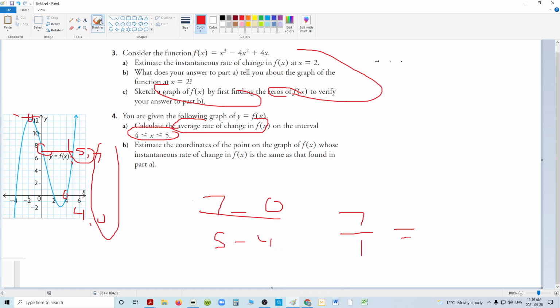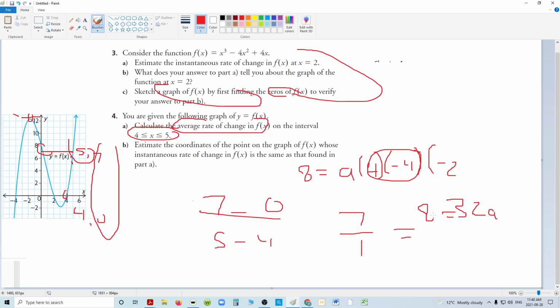Let's try the formula again. I'm saying a, when y is x, is going to be equal to x plus 4, which is 4, x minus 4, which is minus 4, x minus 2, which is minus 2. I got 16 times... I got 32a. No, I got it. It's equal to 8. So a is equal to a quarter. So that should be it.